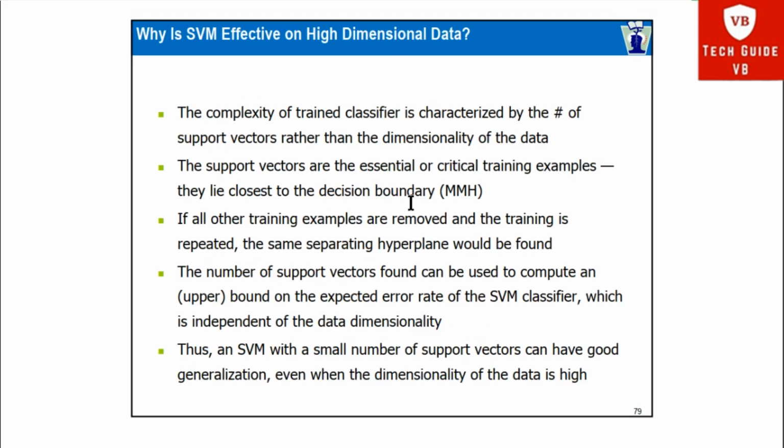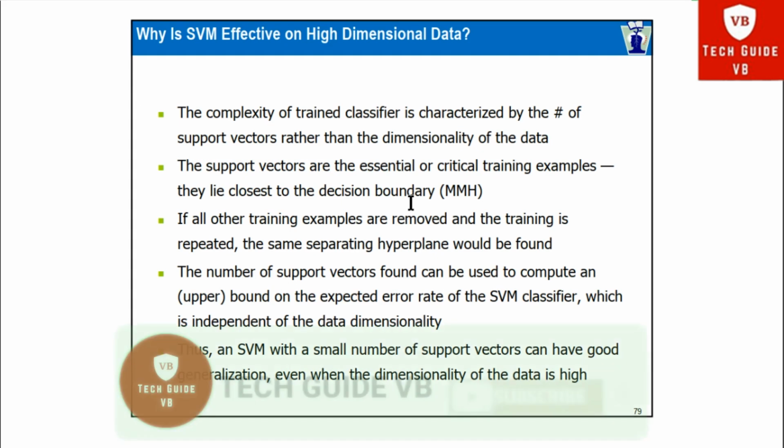So why is SVM effective on high dimensional data? Because the complexity of the trained classifier is characterized by the number of support vectors rather than the dimensionality of the data. And the second reason is the support vectors are essential or critical training examples. They lie closest to the decision boundary due to the MMH, that is margin maximization.